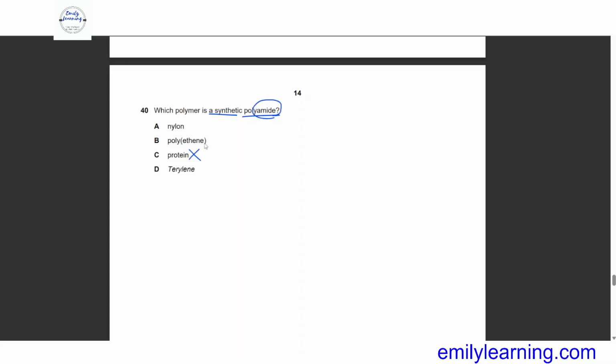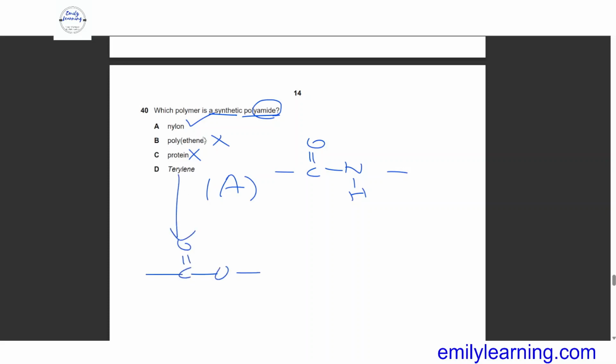We know that polyethylene is an addition polymer, there are no amide bonds. An amide bond is this, CONH. So the answer is nylon because nylon has this amide linkage. Terylene doesn't, it has an ester linkage. So both nylon and terylene are synthetic, but terylene is a polyester, nylon is a polyamide. So the answer for 40 is A.